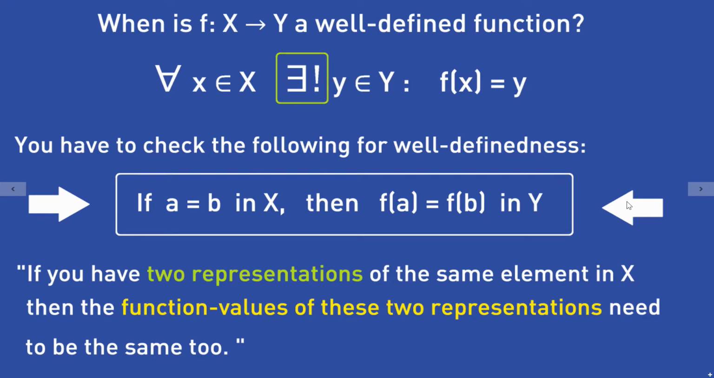So if you want to check if a function is well defined, most of the time you just need to show that if a is equal to b in X, then f of a is equal to f of b in Y. Let's take a look at an example.